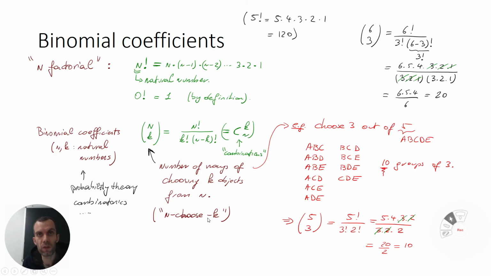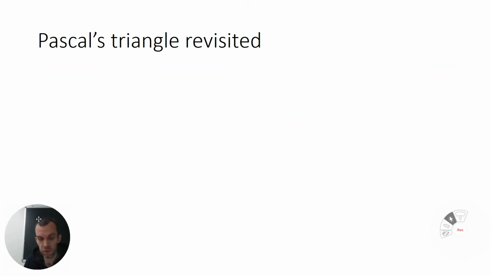So now that we have the binomial coefficients, we can rewrite Pascal's triangle, and we're going to do that by revisiting the triangle first and then seeing what patterns we can develop. So we had 1, 1, 1, 1, 2, 1, 1, 3, 3, 1, and then 1, 4, 6, 4, 1, and so on.